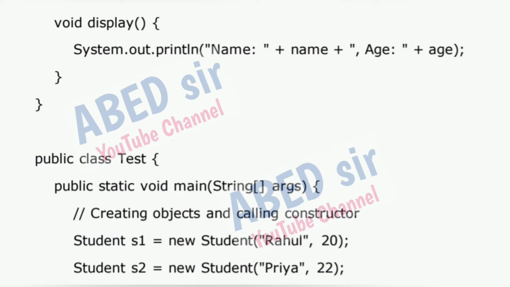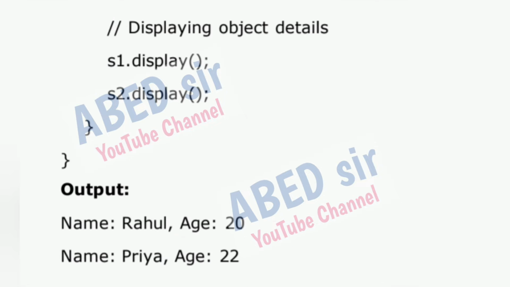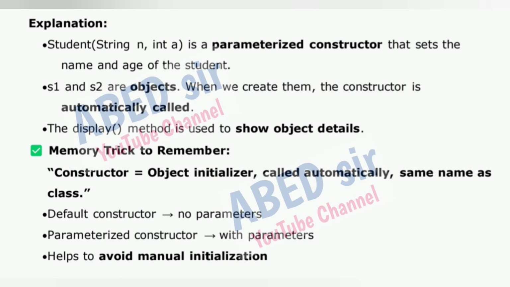Public class Test. Public static void main, String args. Creating objects and calling constructor. Student s1 is equal to new Student("Rahul", 20). Student s2 is equal to new Student("Priya", 22). Displaying object details. s1.display, s2.display. Output: Name Rahul, age 20. Name Priya, age 22.